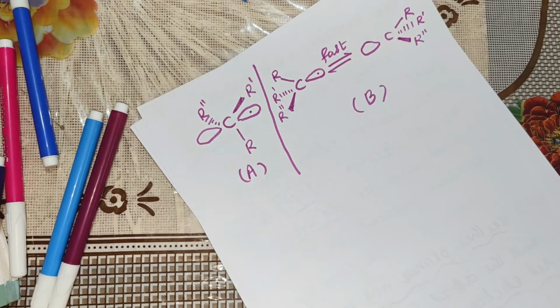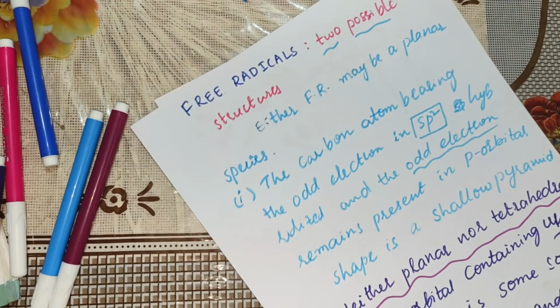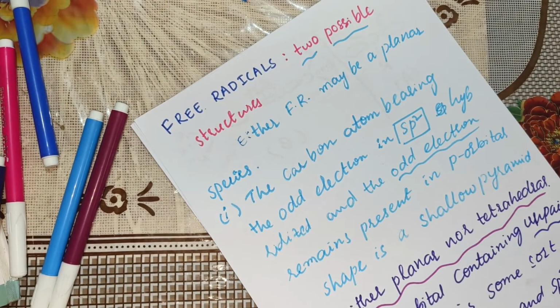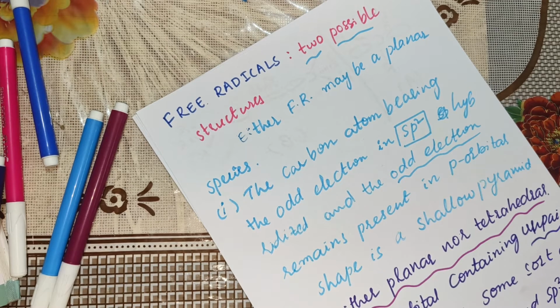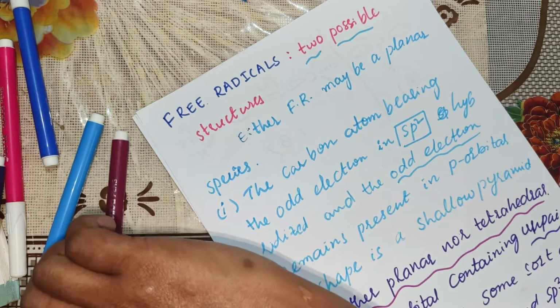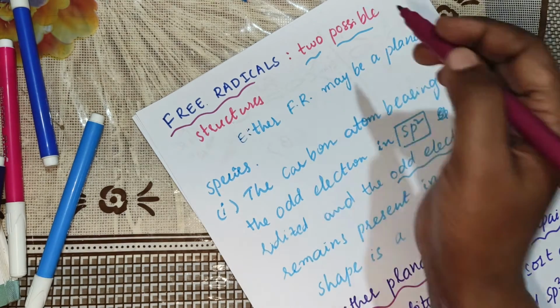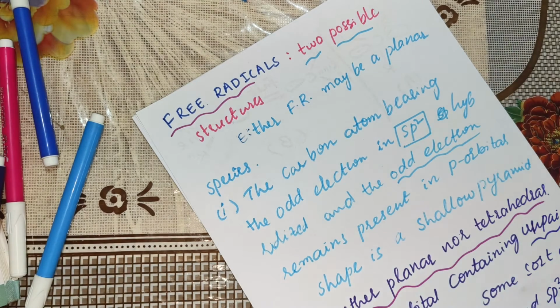Hi guys, hello everyone. In the previous video we have seen carbocations and carbanions, those are reaction intermediates. Now we are going to see free radicals. In free radicals there are two possible structures we can say here.